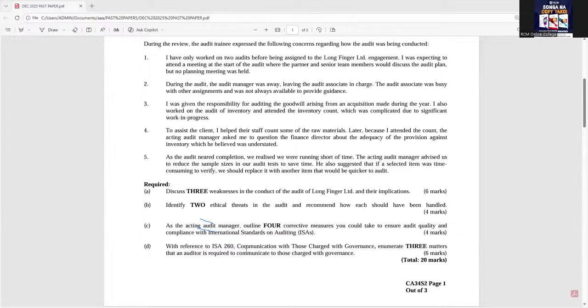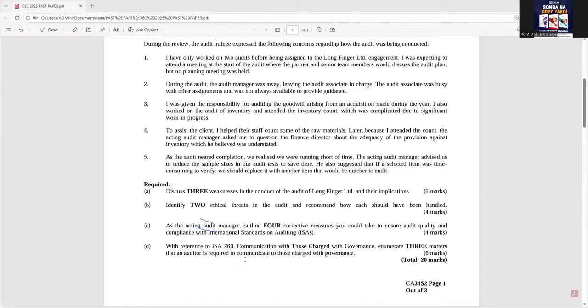With reference to ISA 260, communication with those charged with governance, enumerate 3 matters that an auditor is required to communicate to those charged with governance. So an audit engagement is an example of an assurance engagement. There are elements of an assurance engagement. One of the elements is that an assurance engagement is a 3-party relationship.